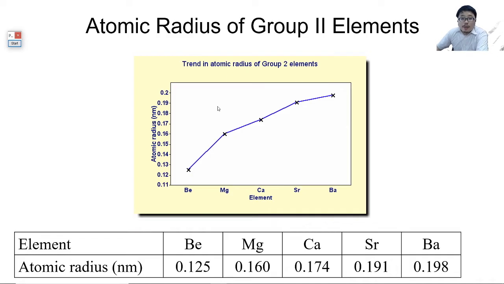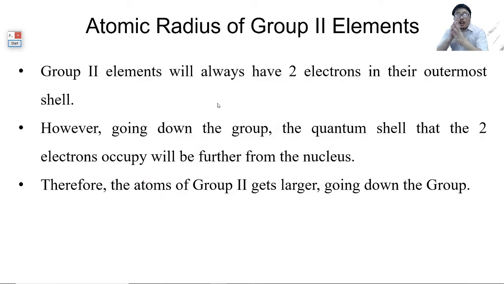Now, atomic radius, as you go down the group, it increases. Why? Because as you go down the group, the outermost electron will always be one shell extra. Second shell, third shell, fourth shell, fifth shell. Because of that, the atom is only going to get bigger and bigger.